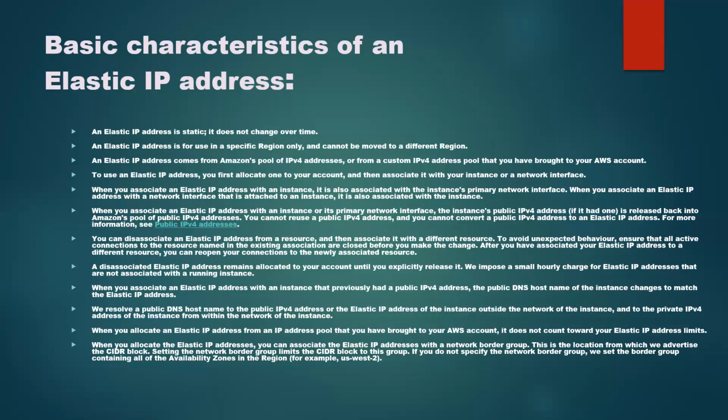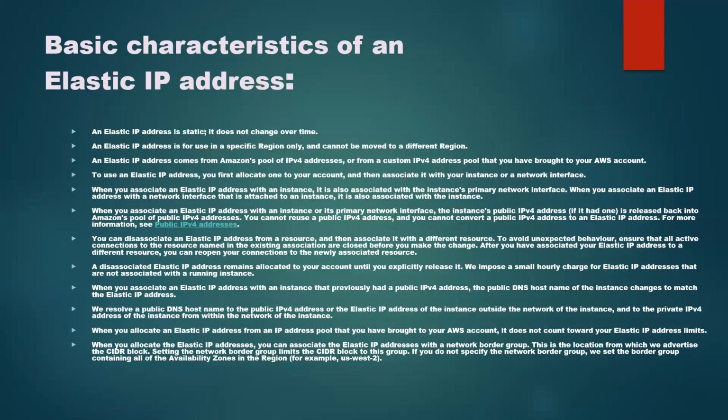The last thing about the characteristics: when you allocate an Elastic IPv4 address, you can associate it with a network border group. Basically, what is a network border group? This is the location from which we advertise the CIDR block, our classless inter-domain routing block.